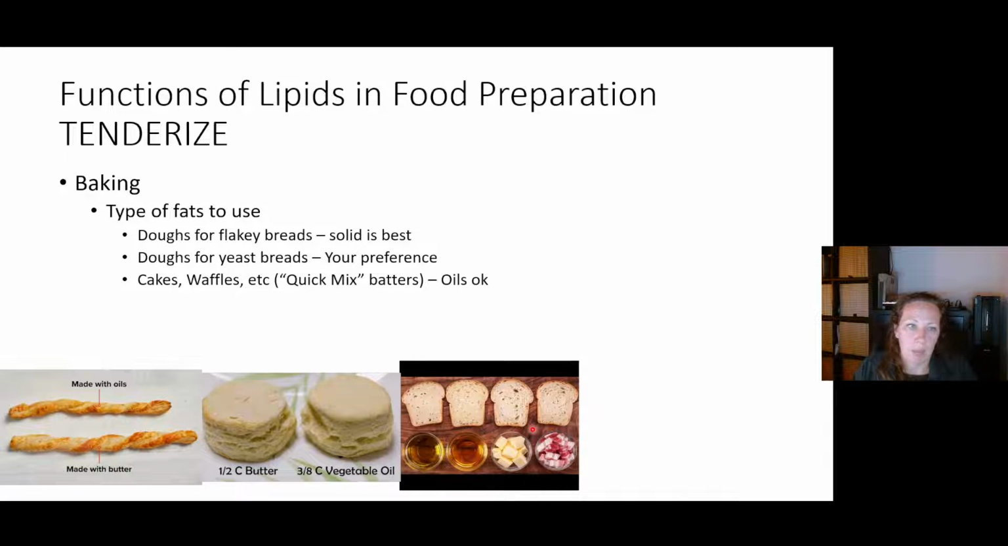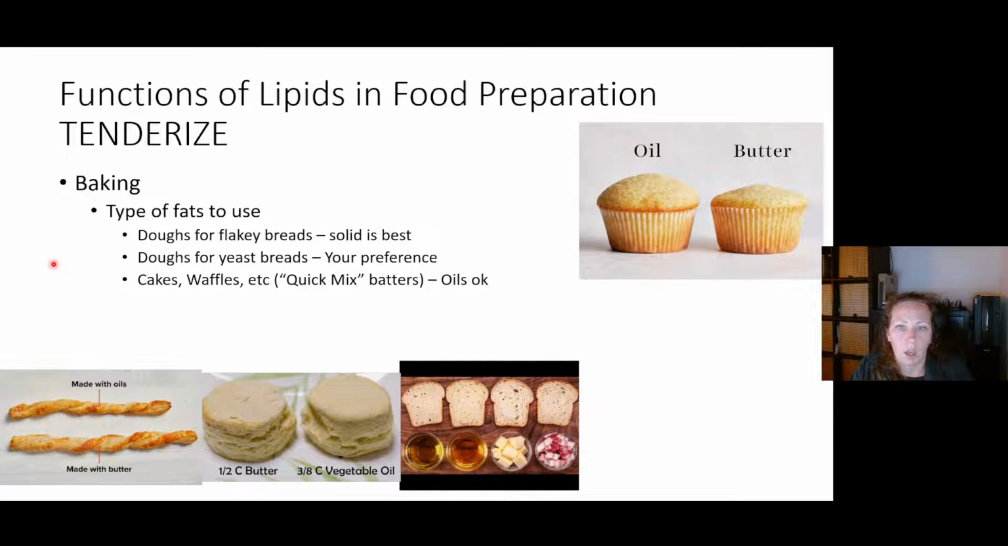For quick mix type batters, such as cakes, waffles, etc., oils work fine because there's less gluten structure required, and so oils tend to make cakes taste more moist as far as mouthfeel. Oils will actually allow a better rise than butter in a lot of cases. And it all depends on the bread and what the recipe is, what modifications have been done to the recipe, etc. Cookies, it's your preference.